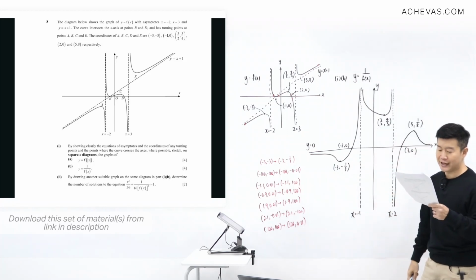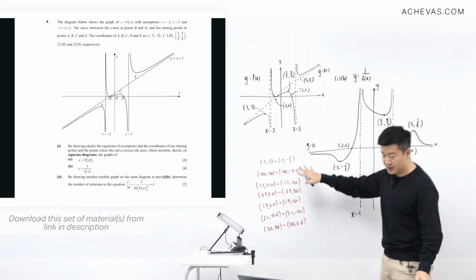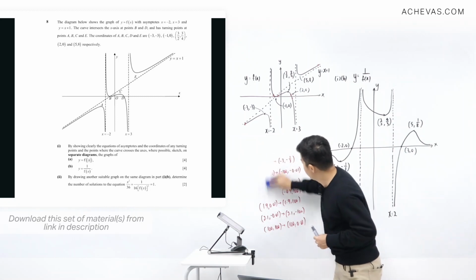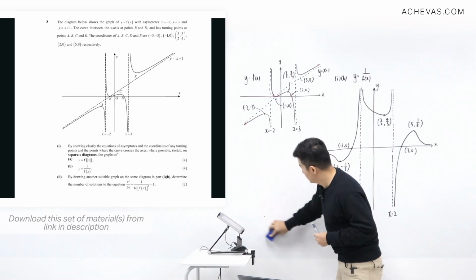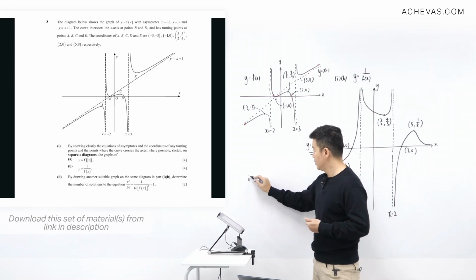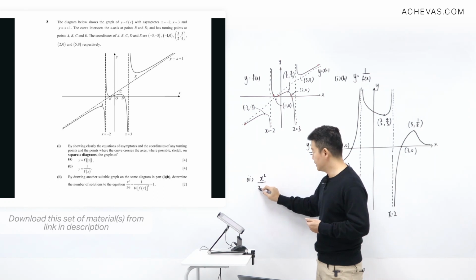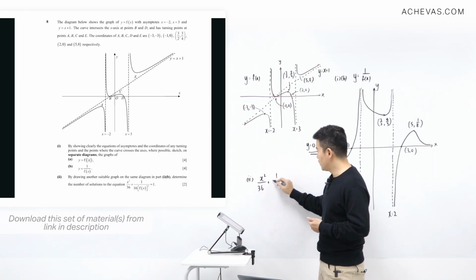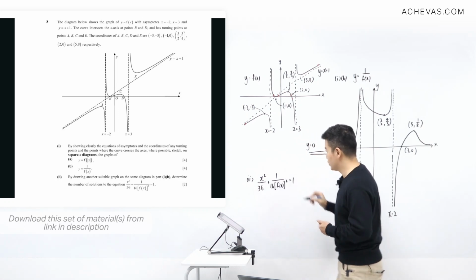Let's look at the next part of the question. Part 2, by drawing another suitable graph on the same diagram as this, determine the number of solutions to that equation. Let me erase this. Let me do it here. So in part 2, we have this equation, x squared over 36 plus 1 over 16 of f(x) squared. This is equal to 1.